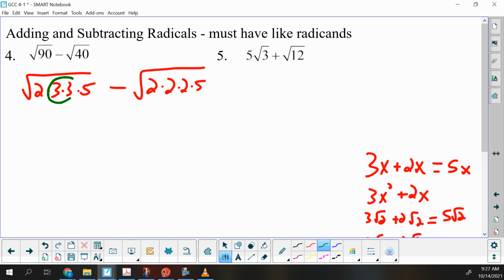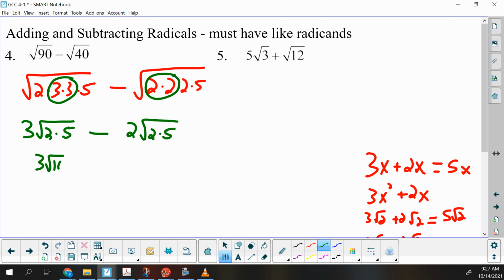We'll circle our pair of 3's in this first one. One goes out front, and we'll have 2 times 5 left inside. Minus. We've got a pair of 2's. One of them goes out front. We've got 2 times 5 left inside. The 2 times 5 gives us 10, so we'll have 3 square root of 10's minus 2 square root of 10's.